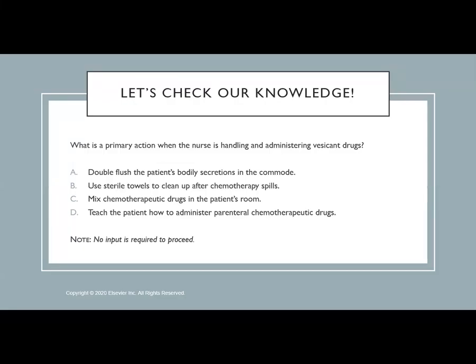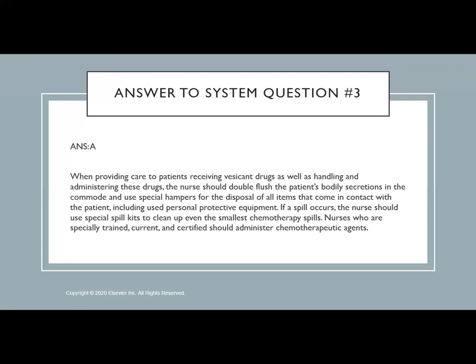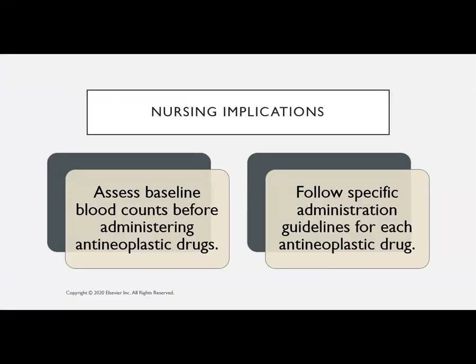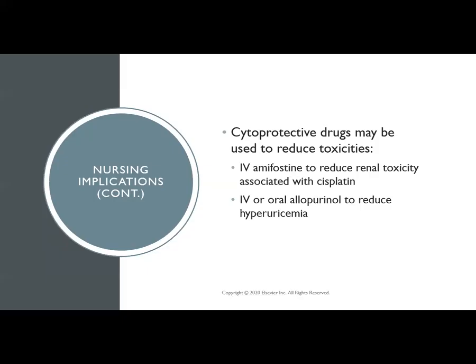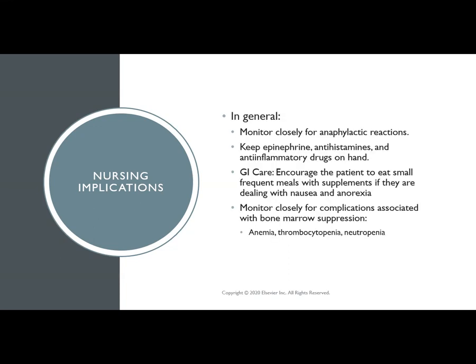What is the primary action when a nurse is administering vesicant drugs? For these vesicant drugs, you want to double flush the patient's bodily secretions in the commode. You want to assess baseline blood counts before administering antineoplastic drugs. You want to follow specific administration guidelines. And cytoprotective drugs may be used to reduce toxicities. That's like that allopurinol that we talked about before, where it's going to decrease the uric acid.